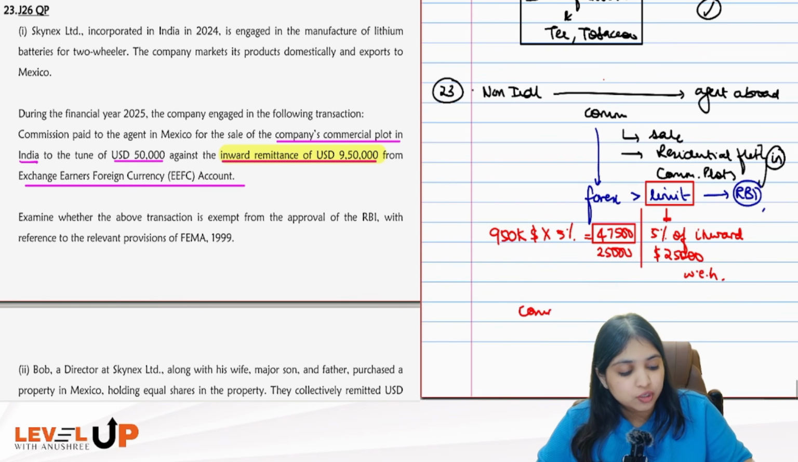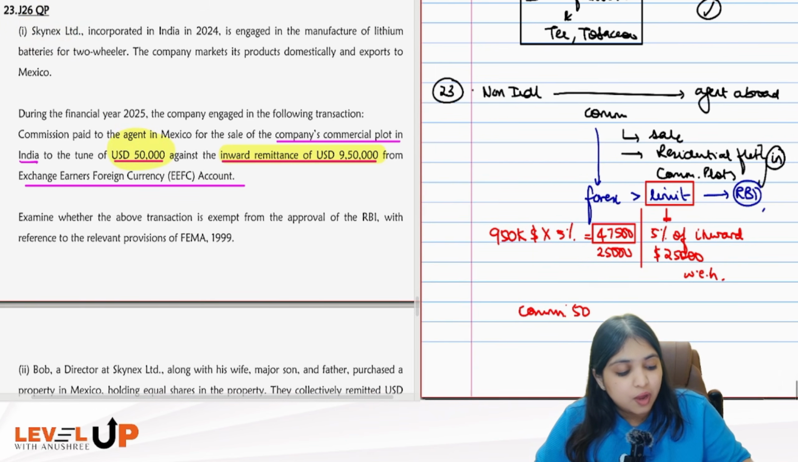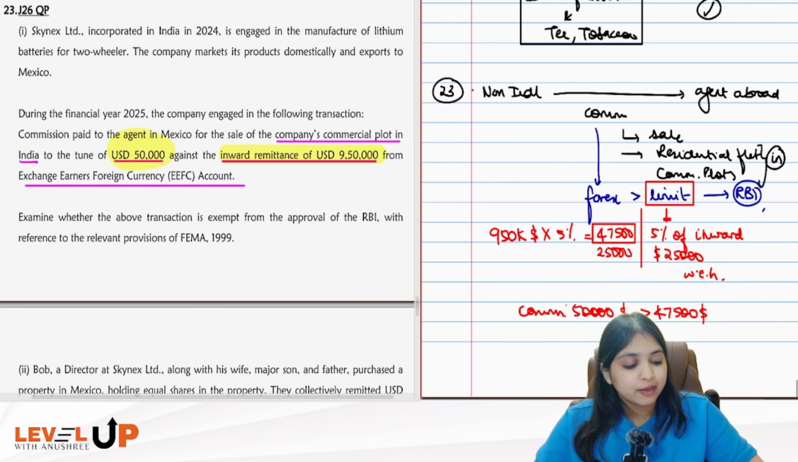Now how much commission is your person paying? The Skynex Limited is paying $50,000 commission. So our commission $50,000 happens to be more than $47,500. So if I stop over here, I will say that okay, the commission is more than the limit. So therefore, RBI approval is required, guys.